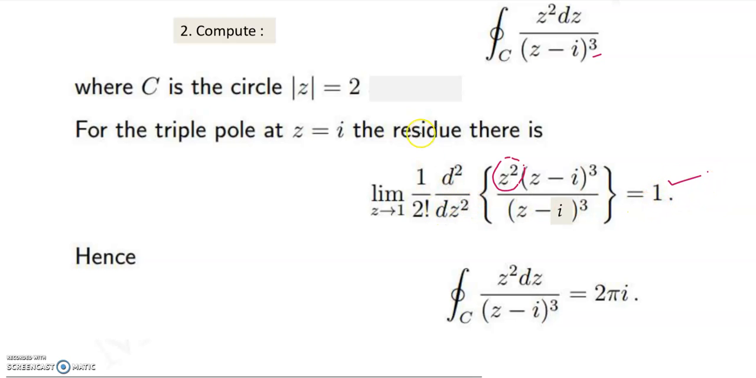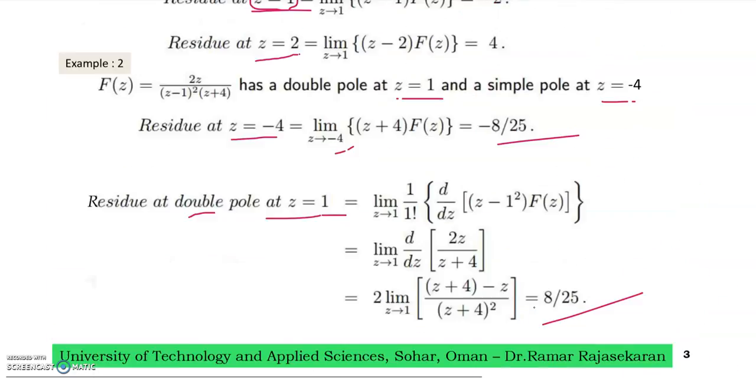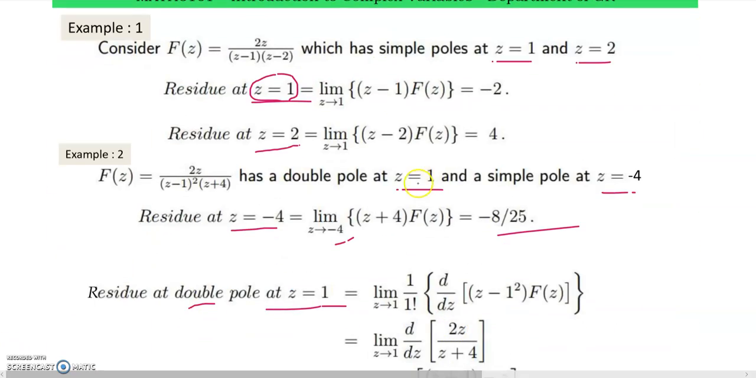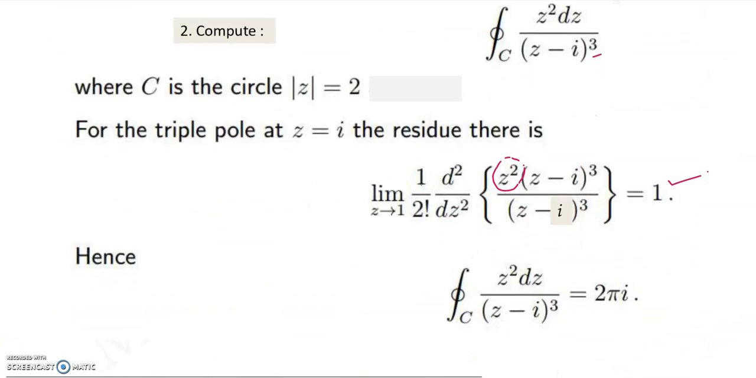Okay, so now here we have only one pole, a triple pole of order 3, so we have only one residue. To find the integration value by Cauchy's residue theorem, we do 2 pi i multiplied by the sum of the residues. But here we have only one residue, so you just multiply: 2 pi i times this one is again equal to 2 pi i. Okay, that is your answer.